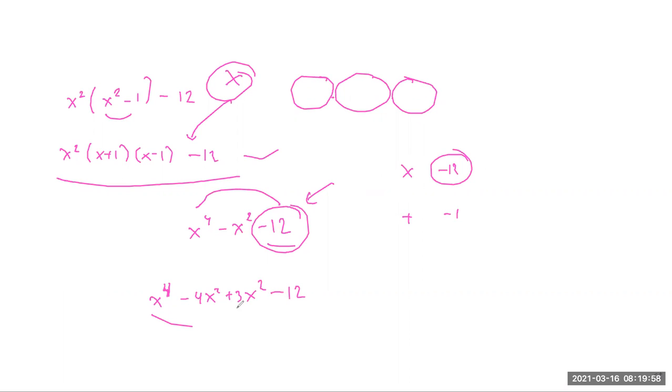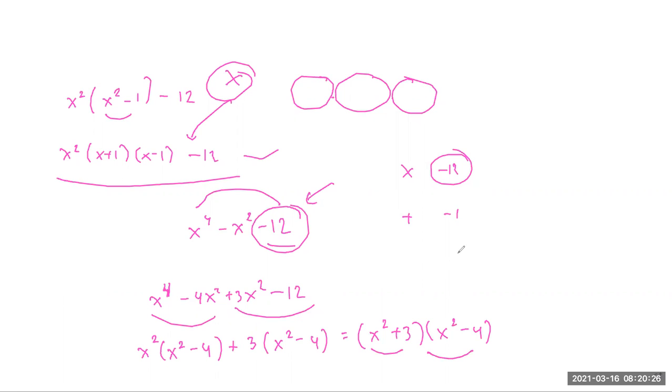So I will just collect the first two and the second two. The first two, I extract x squared, so x squared times x squared minus 4. And the last two terms, I extract 3, so it is x squared minus 4. So in the end, it is x squared plus 3 times x squared minus 4. Don't forget to assess each of these. Can I factor this? No. Can I factor this? Yes. It is x plus 2, x minus 2. Can I still proceed? No. So you stop at three factors, which is x squared plus 3 multiplied by x plus 2 multiplied by x minus 2.